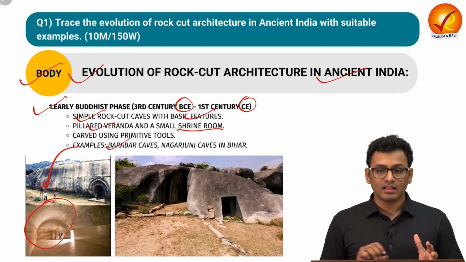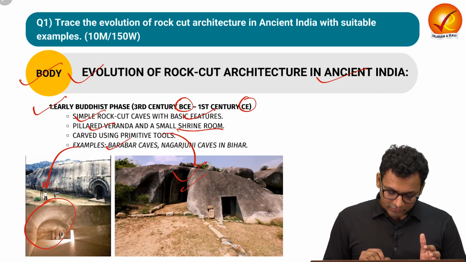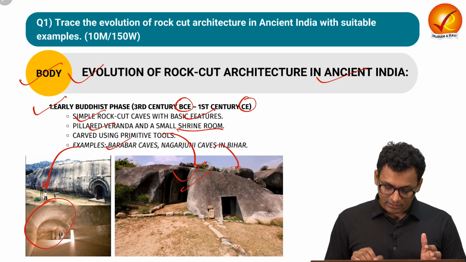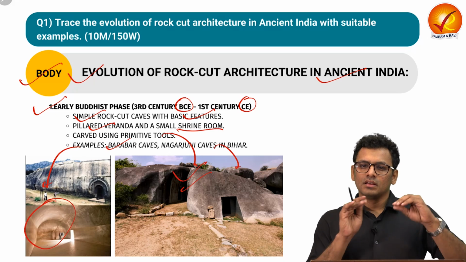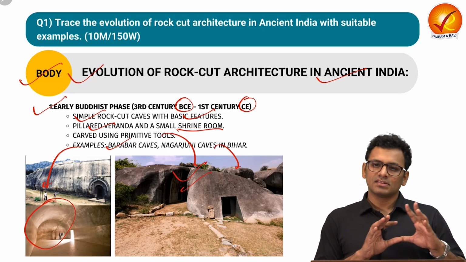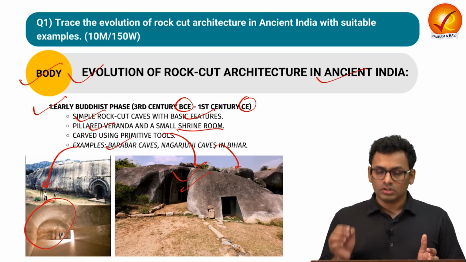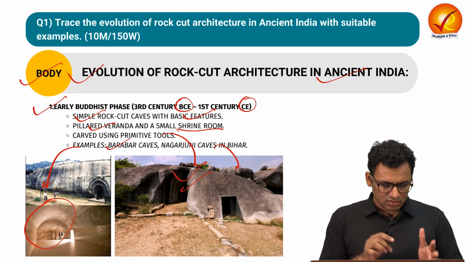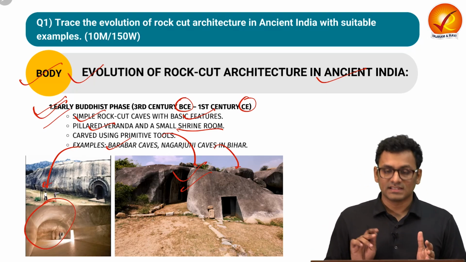There are verandas and a small shrine room, and you can also understand how they were carved out with primitive tools. This is the Nagarjuni cave in Bihar. So you can understand that there is a lack of complex sculpting as well as any kind of carvings. So the very first early phase was basically simple with basic features.